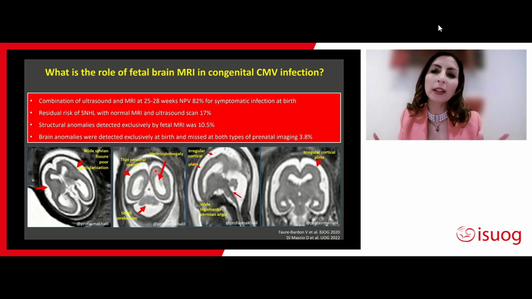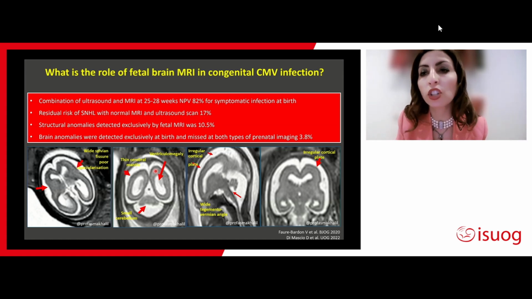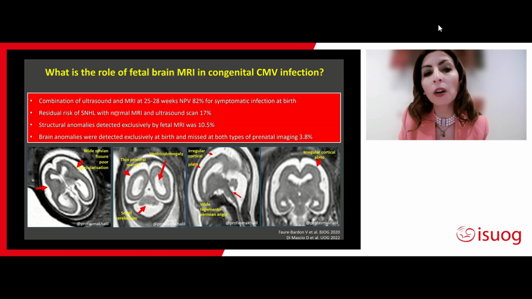What about the MRI? Should we be doing MRI if we actually do detailed neurosonography? Does the MRI have value in cases of congenital CMV infection? And the answer is yes. It is true, if you look at the data in this paper, which we published a few years ago, that with the combination of ultrasound and MRI in the late second trimester, 25 to 28 weeks, the negative predictive value is quite high.